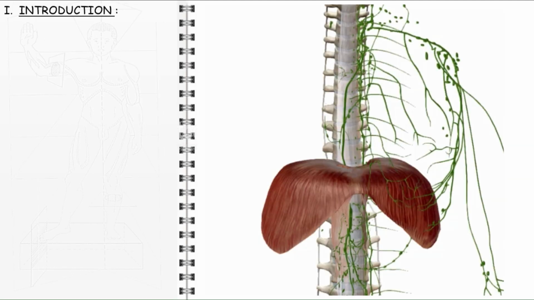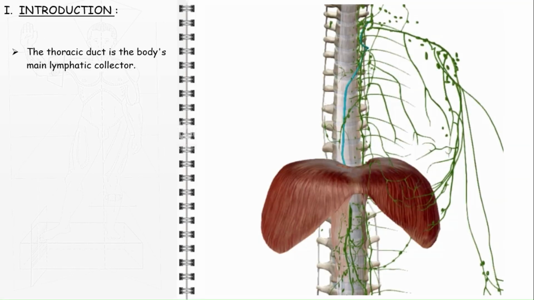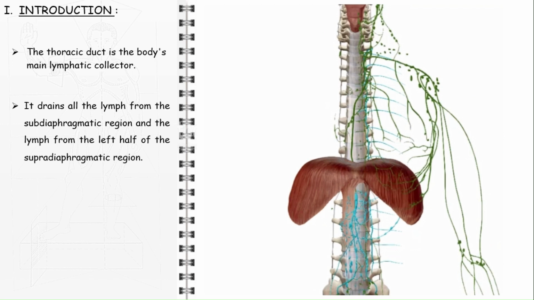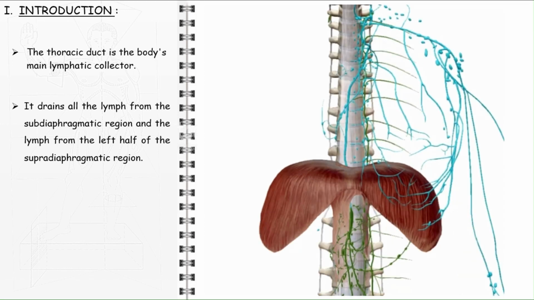The thoracic duct is the body's main lymphatic collector. It drains all the lymph from the subdiaphragmatic region and the lymph from the left half of the supradiaphragmatic region.